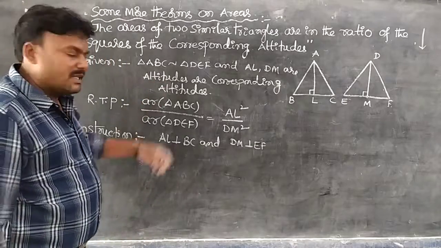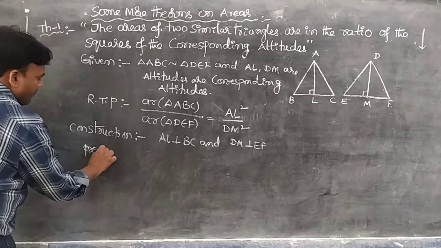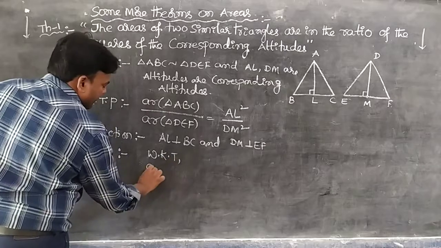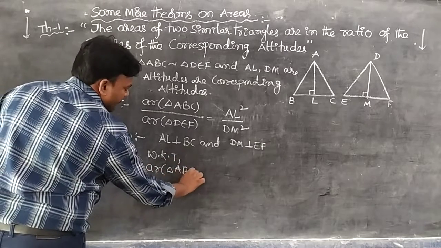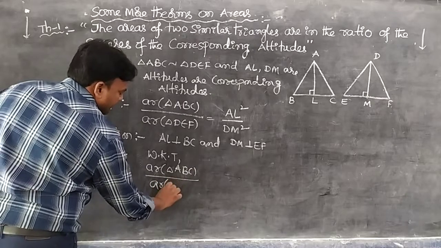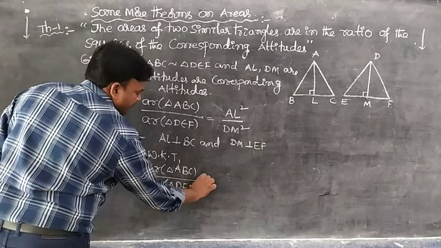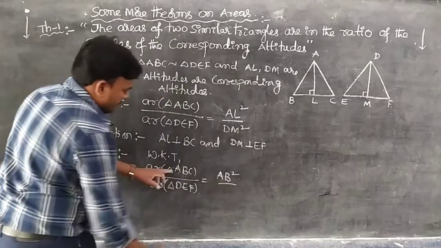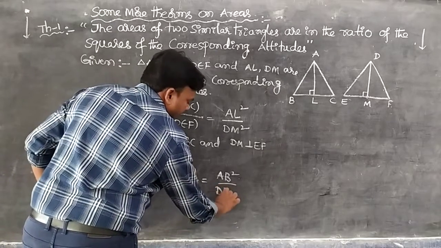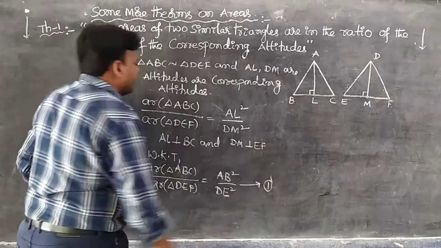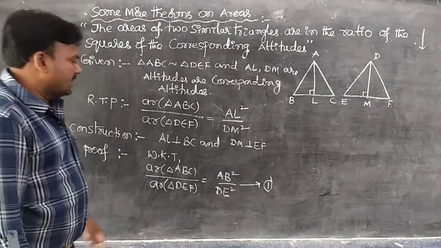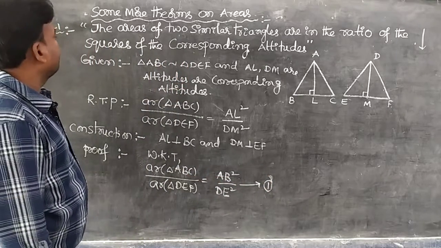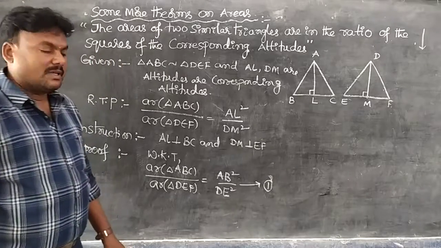Last part of the steps, that is the proof. Observe, students. We know very well the previous theorem: area of triangle ABC by area of triangle DEF equals, taking one side only, AB square by DE square, that is AB by DE whole square, which is equation number 1. Okay students, right, next one.